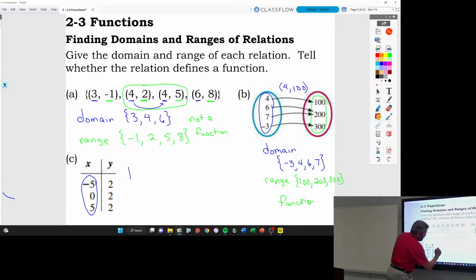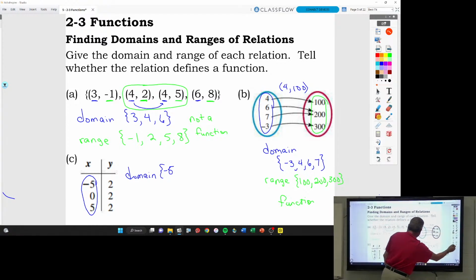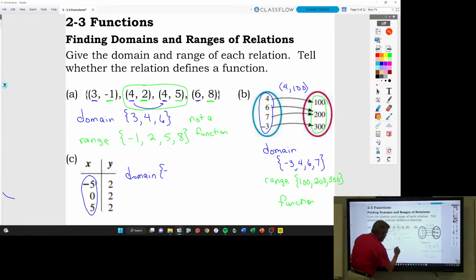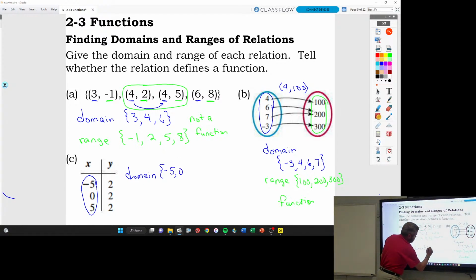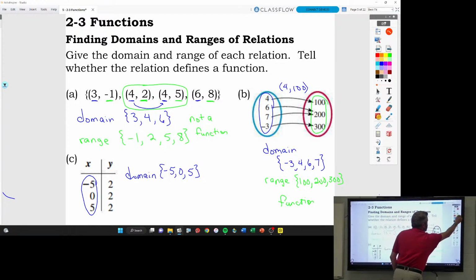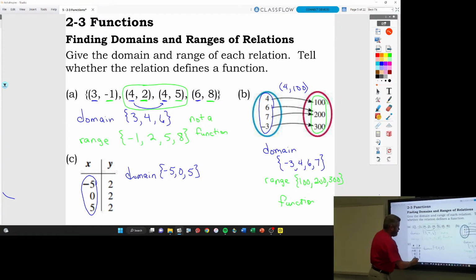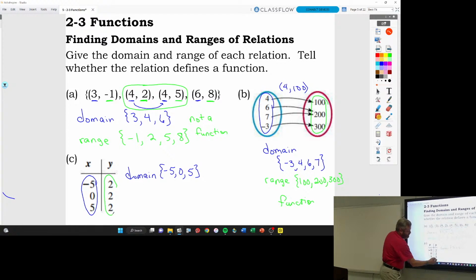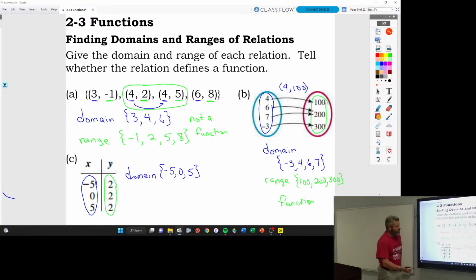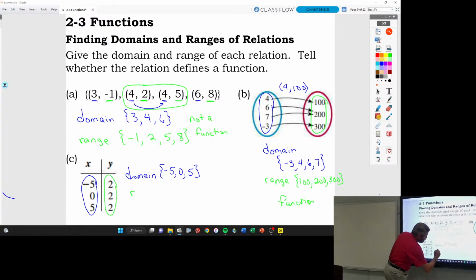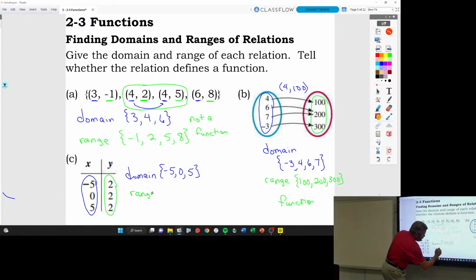So my domain is the set of numbers from small to large: -5, 0, and 5. My range is the set of y values, the set of dependent variables. In this case, there's only one number that's repeated over and over. So the range of this data is 2.